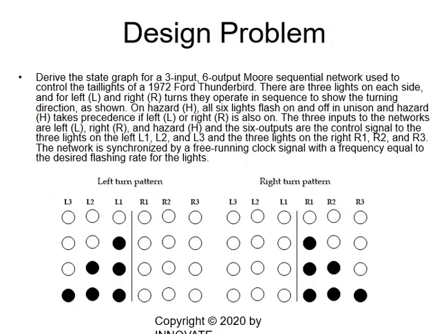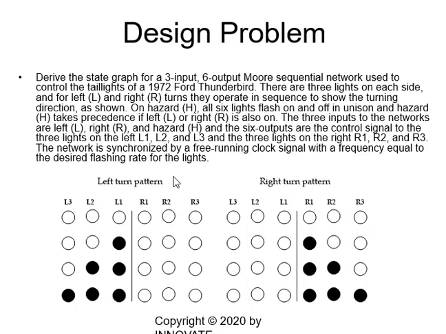What's the design problem here? The design problem is to derive the state graph for the 3 input, 6 output Morse sequential network used to control the tail lights of a Ford Thunderbird. There are 3 lights on each side of the vehicle, on the left side and the right side. They operate in sequence to show the turning direction, as shown in the picture here.